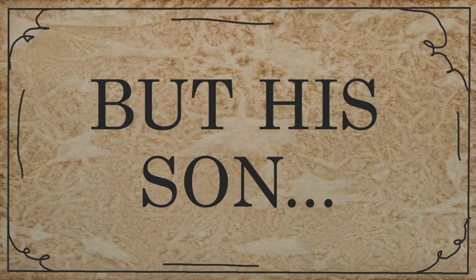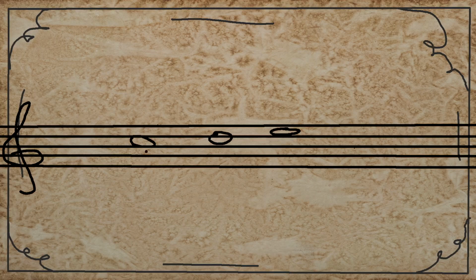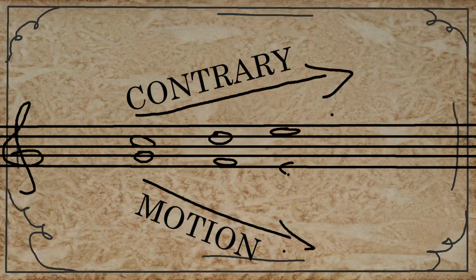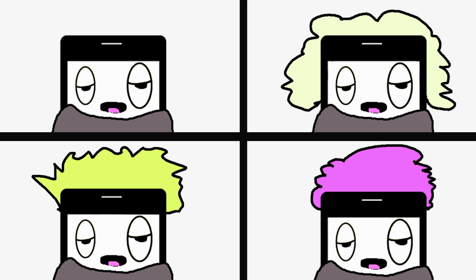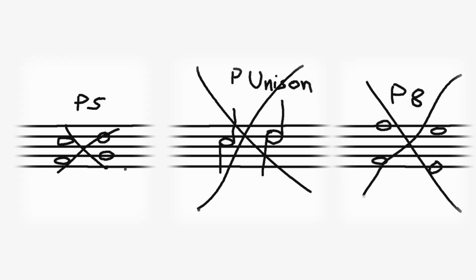But his son, Wolfgang von Wolfgang, picked up on his father's mistake and began using contrary motion, adding even more voices and avoiding parallel fifths, unisons, and octaves at all costs.